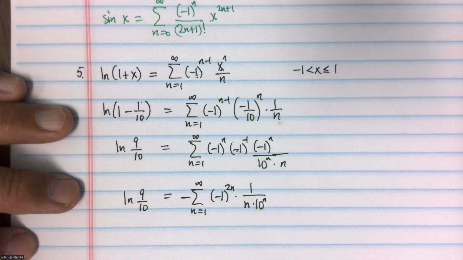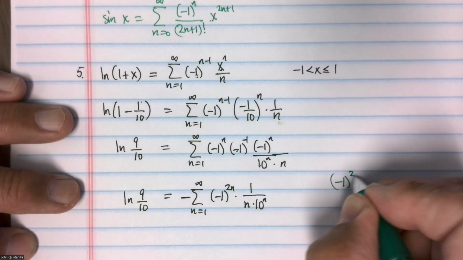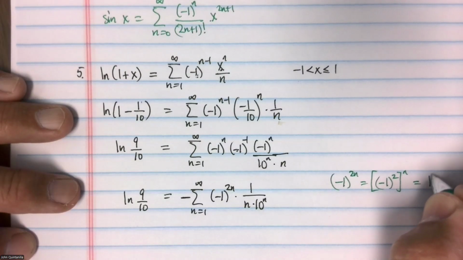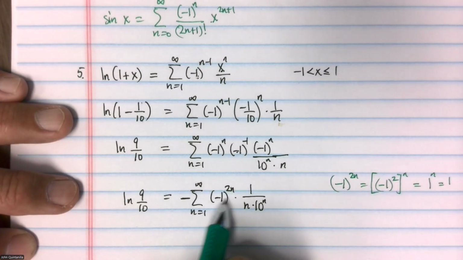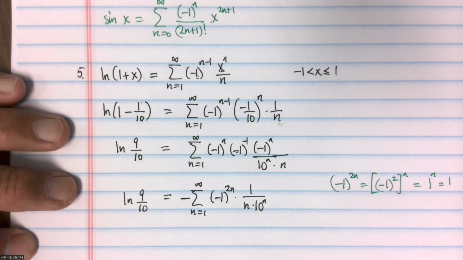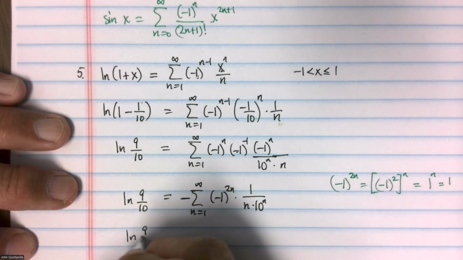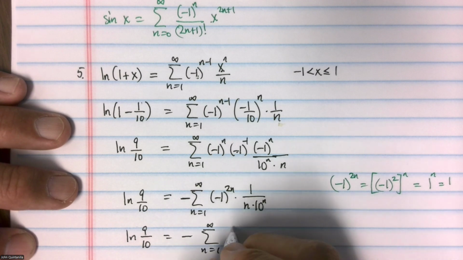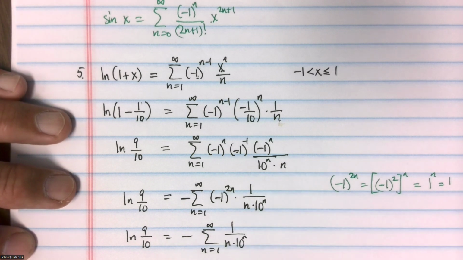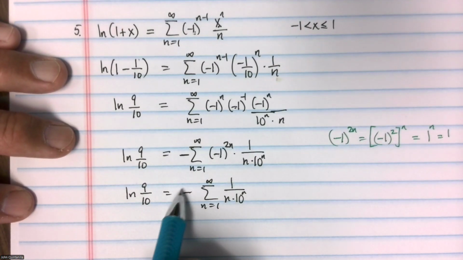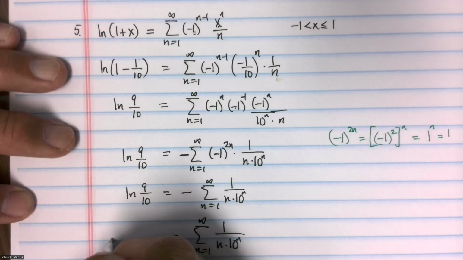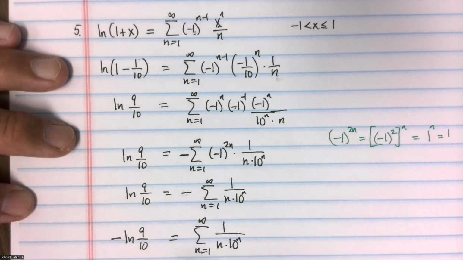Okay, now a quick side calculation: negative 1 to the 2n is negative 1 squared to the n, which is 1 to the n, which is 1. And so this right here is simply equal to 1. So natural log of 9/10 is equal to negative summation n equals 1 to infinity of 1 over n times 10 to the n, which is the series I had in the first place. The only thing that's wrong here is I've got a minus sign. And so summation of n equals 1 to infinity of 1 over n times 10 to the n is equal to negative natural log of 9/10.